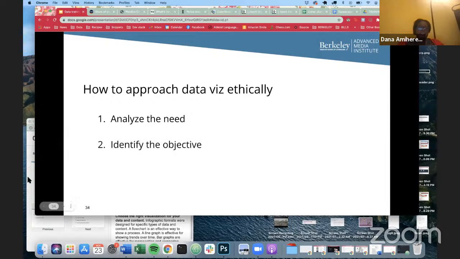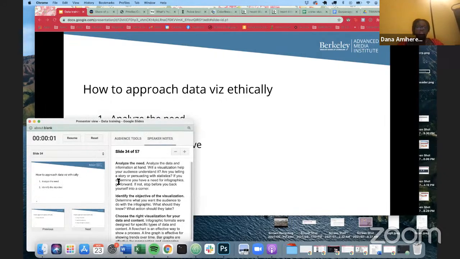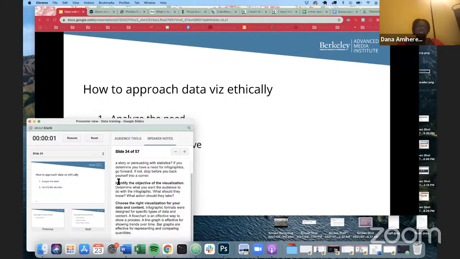Okay, so you want to identify the objective for the visualization. Determine what you want the audience to know and to do with the infographic or the visualization. What do you want them to know? What do you want them to take away from it? What action do you want them to take? How do you want them to respond?